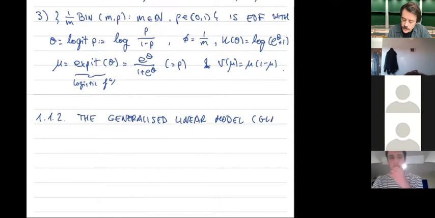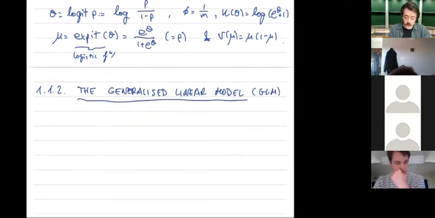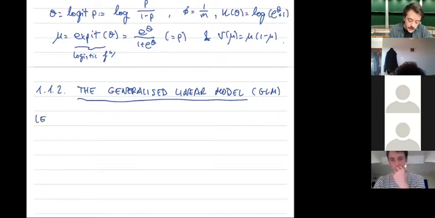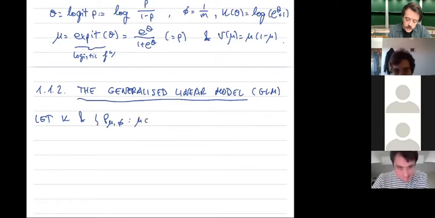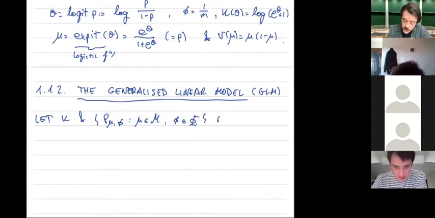There's GLM, or generalized linear models. Okay. So let K be this set of distributions, which I'm now going to write parameterized by the mean parameter rather than the natural parameter. So let this be with mu in the mean parameter space and phi in its parameter space. So let these be as above.